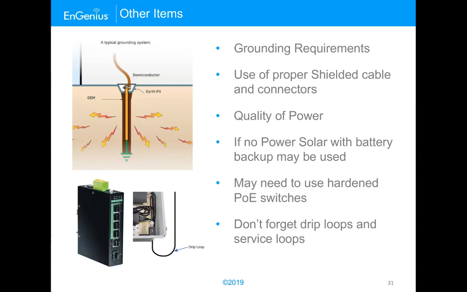I've seen many times where people try to run a cable from building to building, and there's no drip loop, and that water follows the cable all the way down into the wall and destroys the equipment behind there. So it's always important to have drip loops and service loops for deploying cables outdoors.